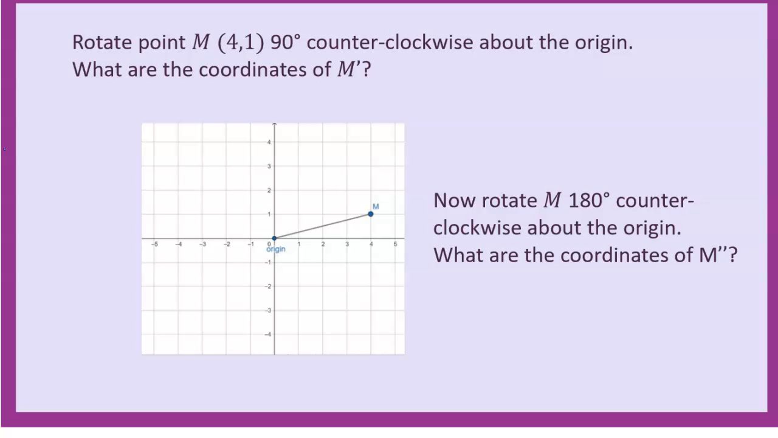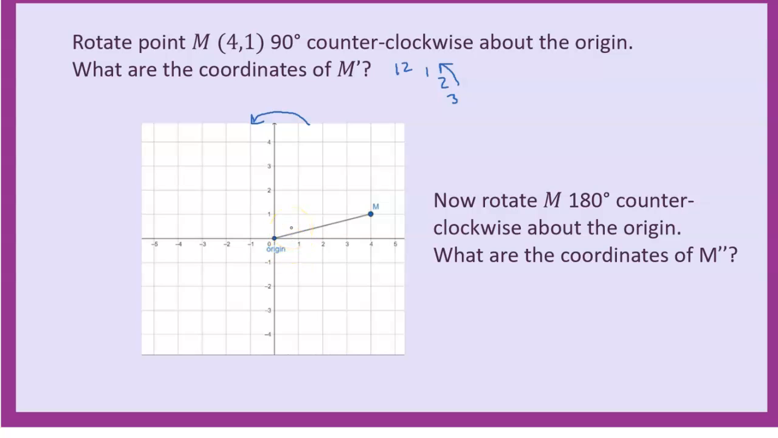So here it asks us to rotate point M, which is at 4, 1, 90 degrees counterclockwise about the origin. What are the coordinates of M prime? So counterclockwise, remember a clock goes this way. 12, 1, 2, 3, so that's clockwise. So we're going to go the other way. We're going to go counterclockwise. So it sounds like we're going to go this direction.